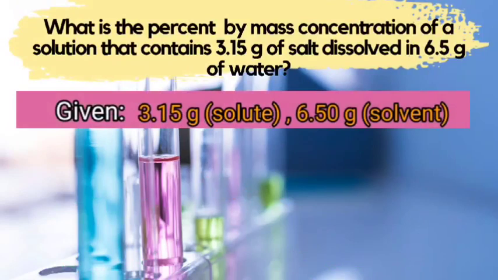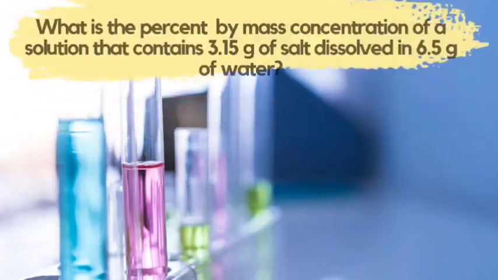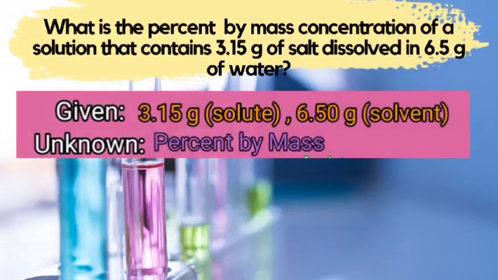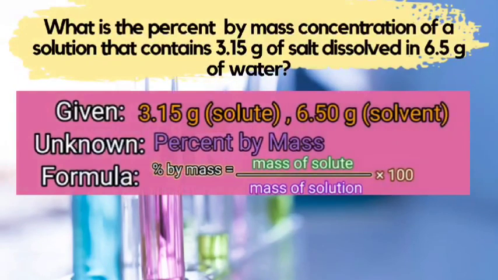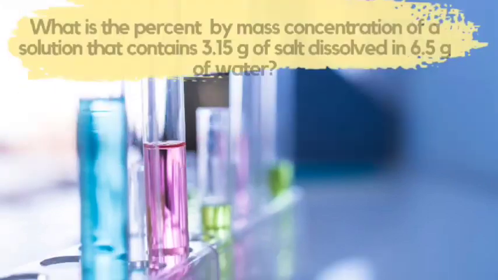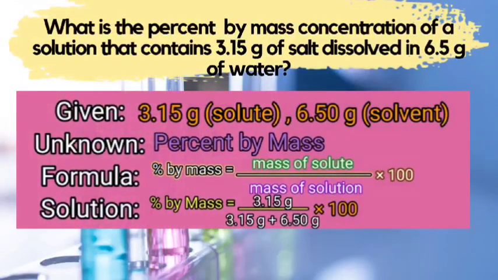What is the percent by mass concentration of a solution that contains 3.15 grams of salt dissolved in 6.5 grams of water? So let us identify the given. The solute will be 3.15 grams and the solvent will be 6.50 grams. And of course, the unknown is percent by mass. The formula we are going to use is percent by mass equals mass of solute all over mass of solution multiplied by 100.